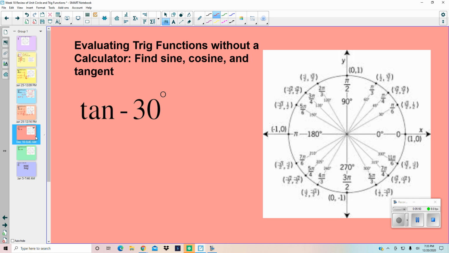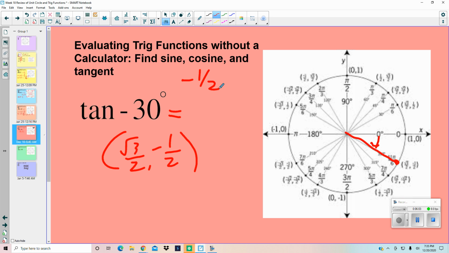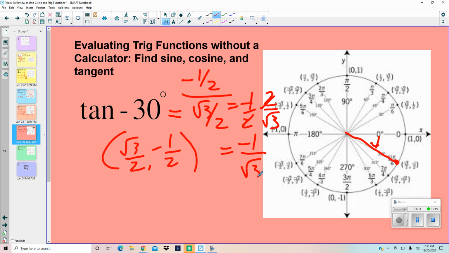Tangent of negative 30. Here's negative 30 right here. My ordered pair is root 3 over 2, negative 1/2. So tangent is going to be negative 1/2 divided by root 3 over 2. So that's negative 1/2 times 2 over root 3. So I get negative 1 over root 3. So when I multiply by root 3 over root 3 to rationalize, I get negative root 3 over 3.